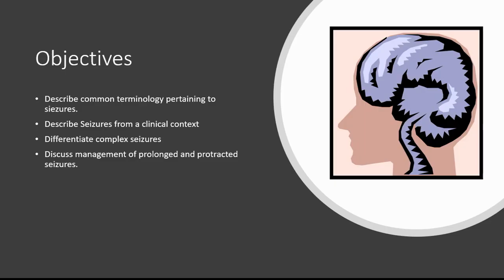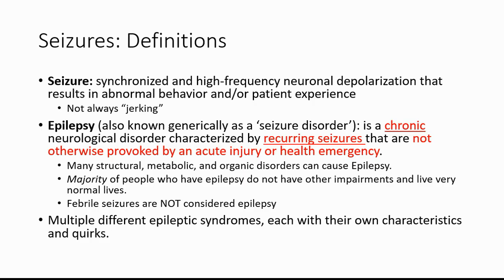This is some of our learning outcomes and objectives. We're going to talk about the common terminology pertaining to seizures so that we're all talking about the same thing. We're going to describe seizures from a clinical context. We're going to describe complex seizures, partial seizures. We're going to talk about a wide variety of different things. And we're going to talk specifically about the management of prolonged and protracted and refractory seizures as well.